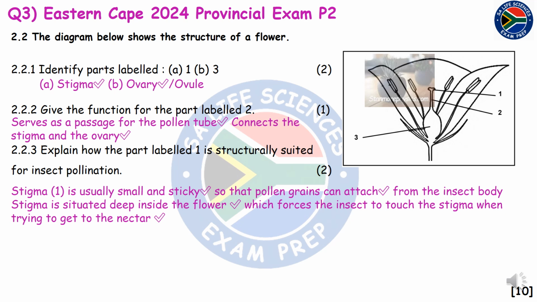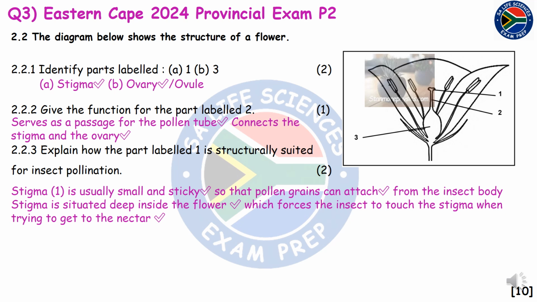2.2.1. Identify the parts labeled 1 and 3. Label 1 is pointing to the stigma. Label 3 is pointing to the ovary. In this case, we can't actually see the ovules inside the ovary, so saying that it's pointing to the ovary would be a safer bet. However, both answers are accepted on the memo.